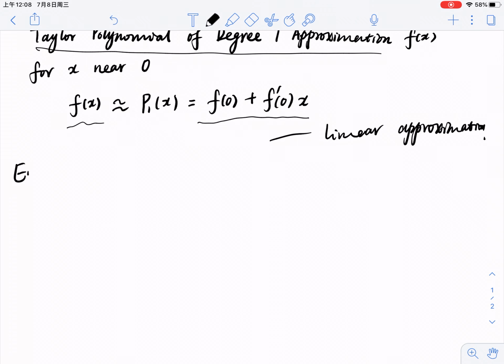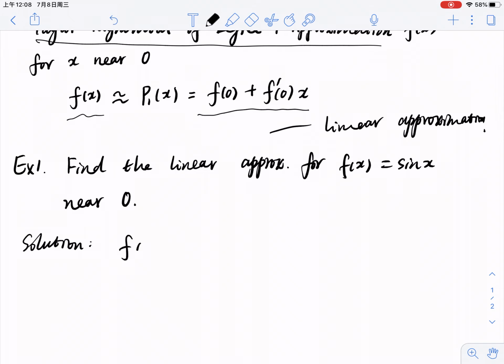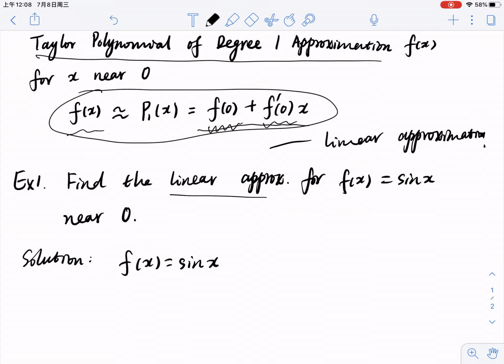So now we look at an example. Find the linear approximation for f(x) = sin x near 0. So our function is f(x) = sin x. To find its linear approximation, we use this formula. By this formula, we need to know f(0) and f'(0).